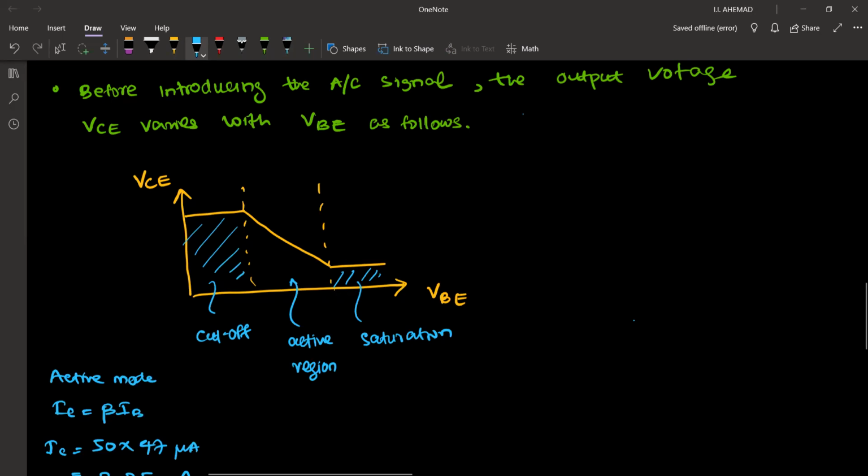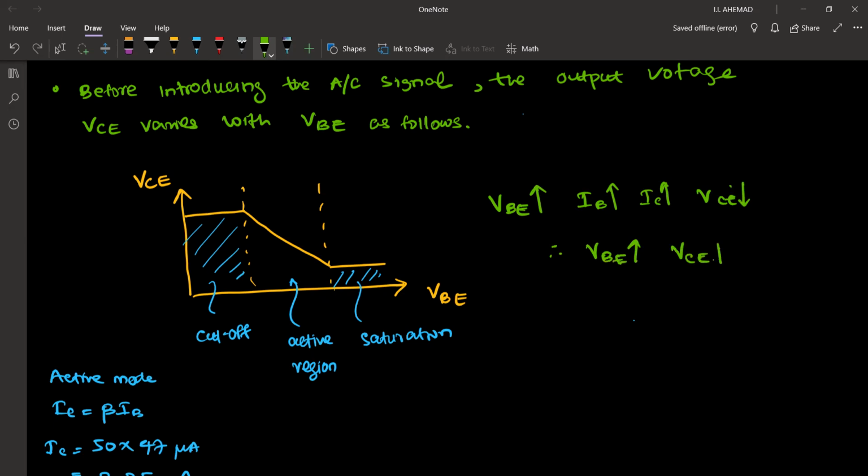So we can tell that VBE increase, IB increase, IC increase, VCE decrease. So therefore, VBE increase, VCE decrease in active mode. Okay, note that one also.